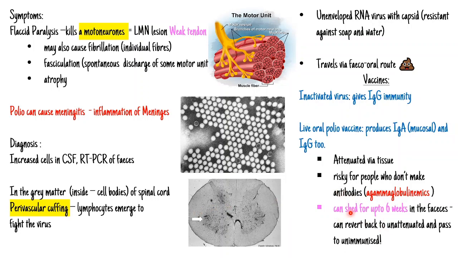Also, it can be risky if you haven't vaccinated the whole population at once, because the virus can spread in the faeces for up to 6 weeks, which means that other people, your neighbours for example, who haven't been vaccinated yet, may catch the virus and then this may unattenuate and may infect them and pass to the unimmunised. So you don't want to cause polio that way.